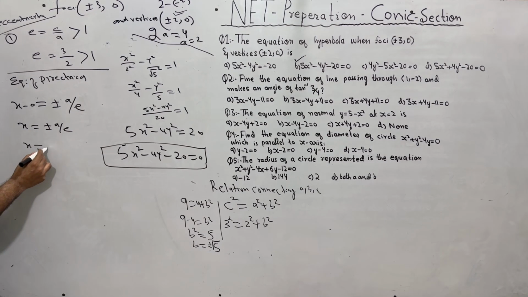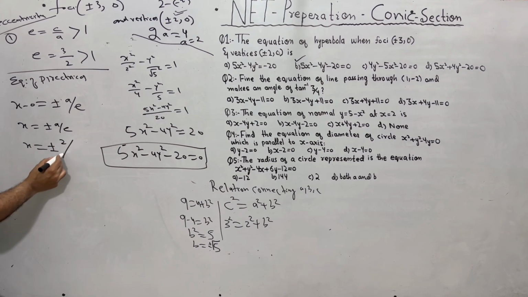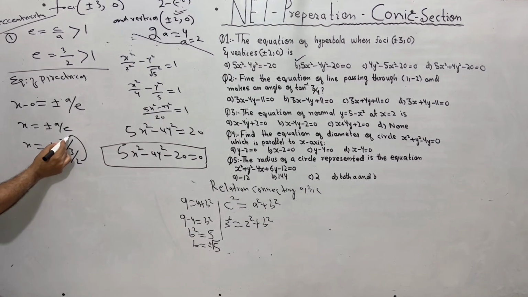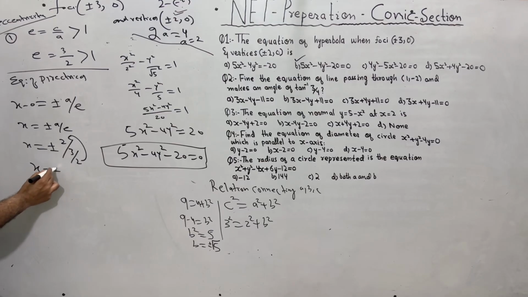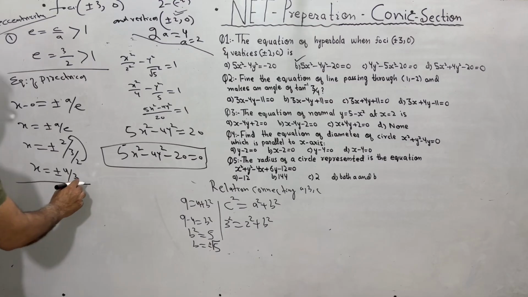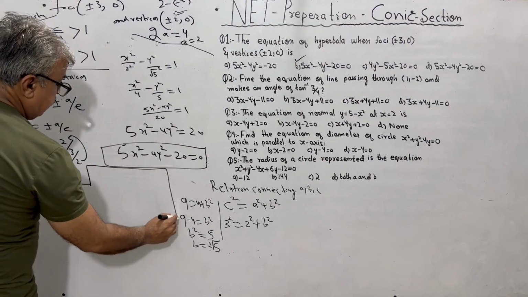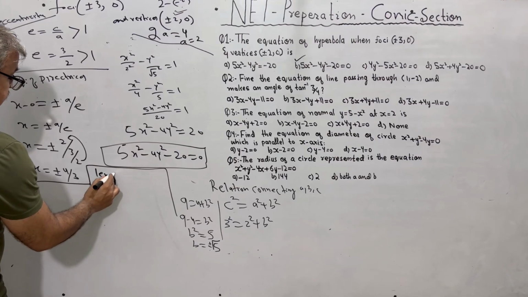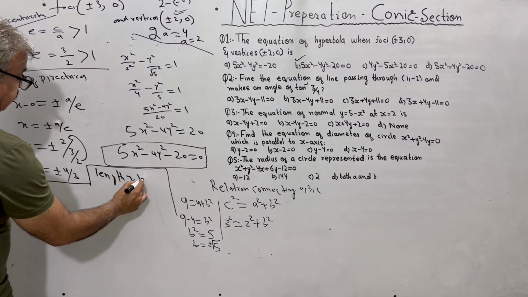What is the value of e? We have already managed e as 3 over 2, and a is 2. Shift 2 to the numerator, and we have x is equal to plus minus 4 over 3. That is our equation of directrices. One more element is the length of the latus rectum.